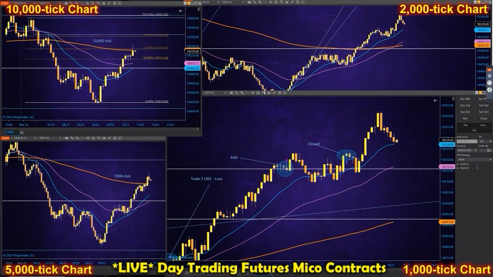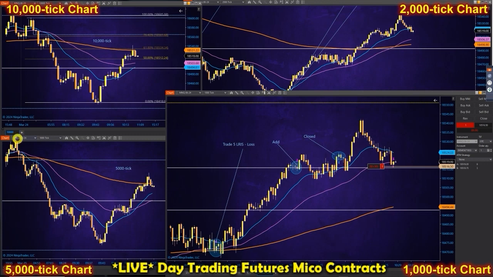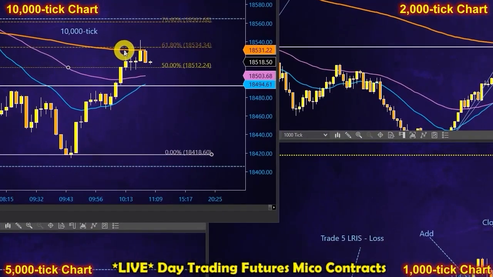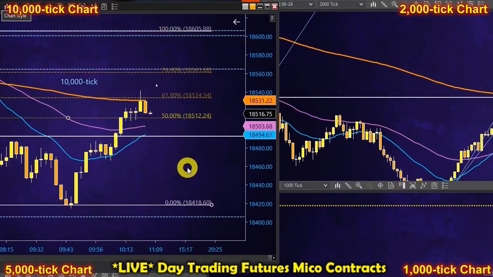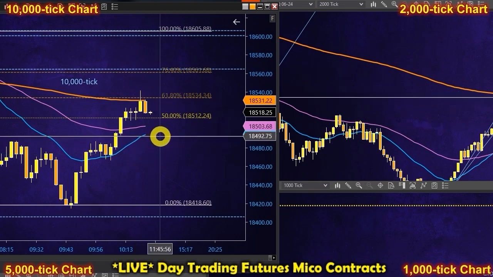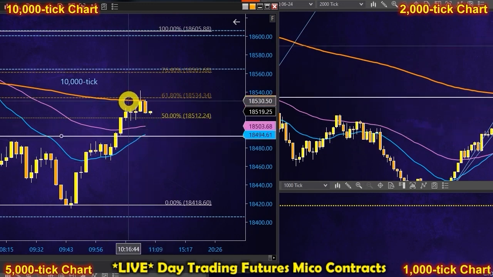So yes, we're out of that trade right now. We're looking for more opportunities. All right, hopefully this is good. We're going to try it again. It looks like it's bouncing off of the 200 moving average on the 10,000 tick chart. This is where it could chop around a lot right here, in between the previous day's low, that white line, and the moving average at the top.